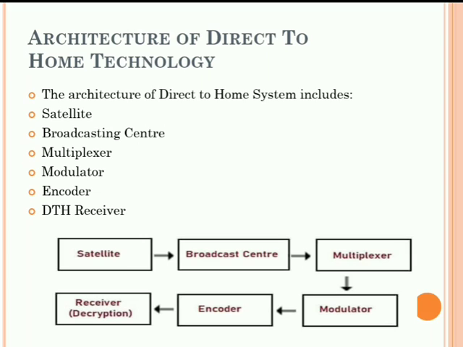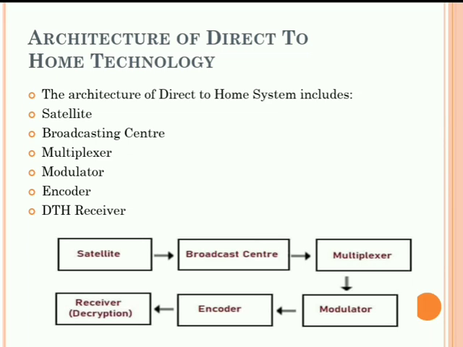The architecture of direct to home technology, as you can see in the diagram, includes the satellite, broadcasting center, multiplexer, modulator, encoder, and DTH receiver, that is the decryptor. Now let us see everything one by one in detail.